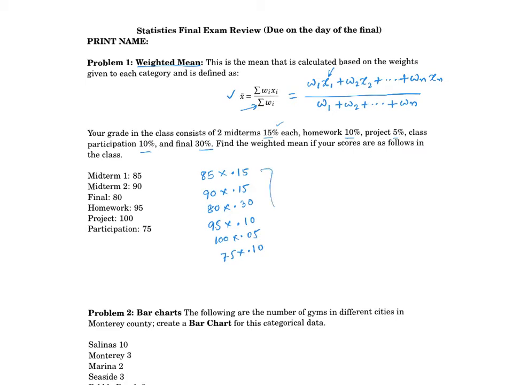So you will have to add up all these numbers, and whatever number you get, you have to divide everything by the sum of the weights. Remember, these weights may not add up to 1 or 100%, so you may have to add 0.15 plus 0.15 plus 0.30 plus 0.10 plus 0.05 plus 0.10. This is the process, and after doing this, whatever answer you get, that's your weighted mean. Make sure that I did not miss any of the categories, but you get the idea. This is what you should be doing.